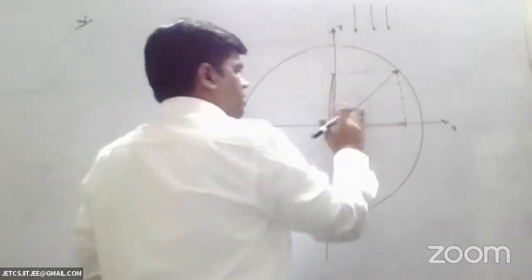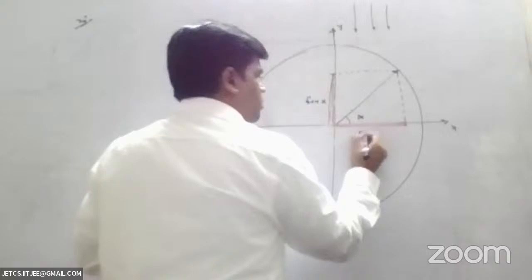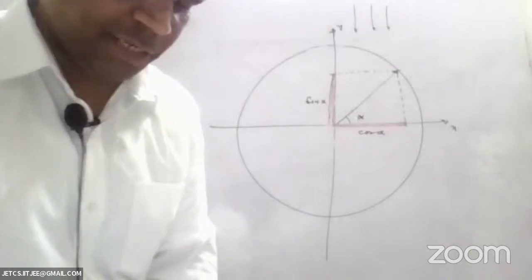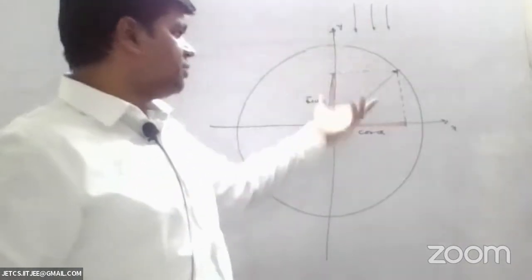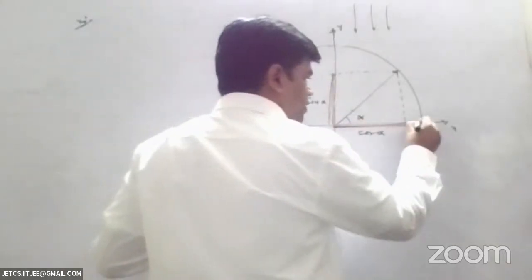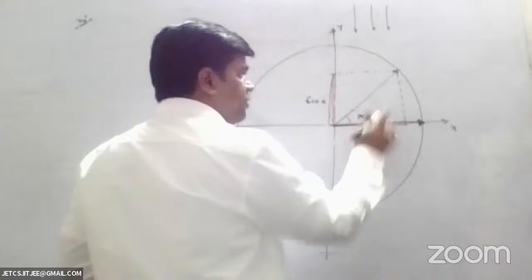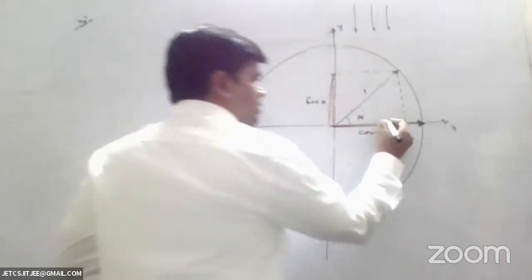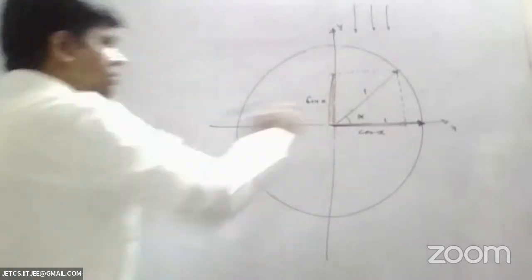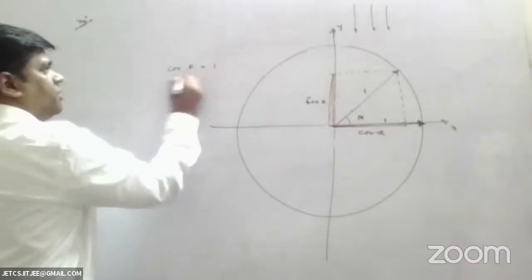All right. Now let's quickly visualize and see what is happening as I move around. As I go on increasing the alpha, let's see what is happening to sine and cos. If alpha is 0, what is my cos alpha? My shadow is the complete unit radius, length 1. So my cos alpha is 1. So when alpha is 0, cos alpha is 1. So cos 0 is 1.